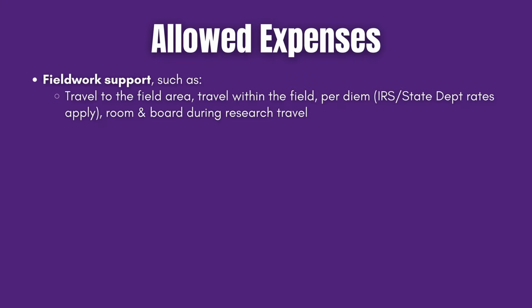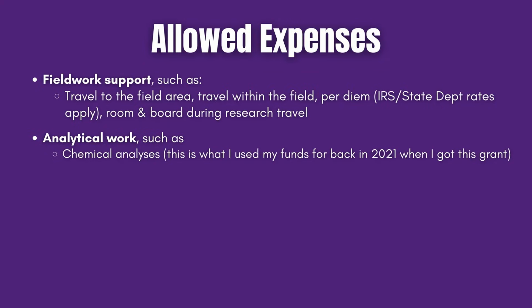Allowed expenses, assuming they are fully justified, include: 1. Fieldwork support, such as travel to your field area, travel within the field, per diem, room and board during research travel, etc. 2. Analytical work, such as chemical analyses. This is what I used my funds for back in 2021 when I got my grant. I had to pay for $2,500 of chemical analyses to analyze my samples. So if your budget ends up being just one thing, that's fine too, if it costs up to $3,000.